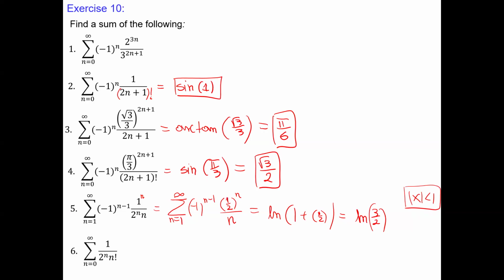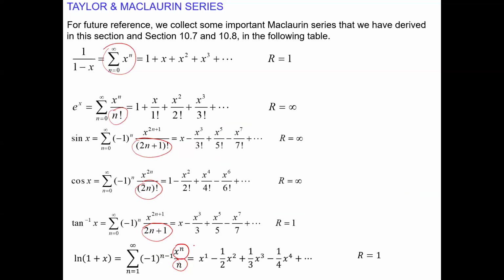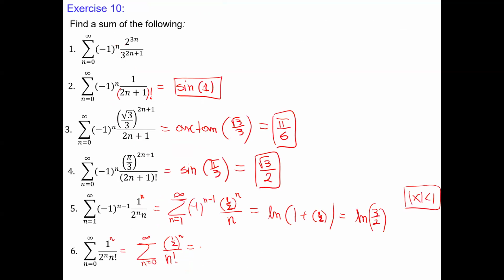That means that's good. Please make sure that you can recognize the formula. This one has no alternation, starting from 0, n factorial and x to the power of n, e to the power of x. With e to the power of that number, 1/2, the answer is square root of e.